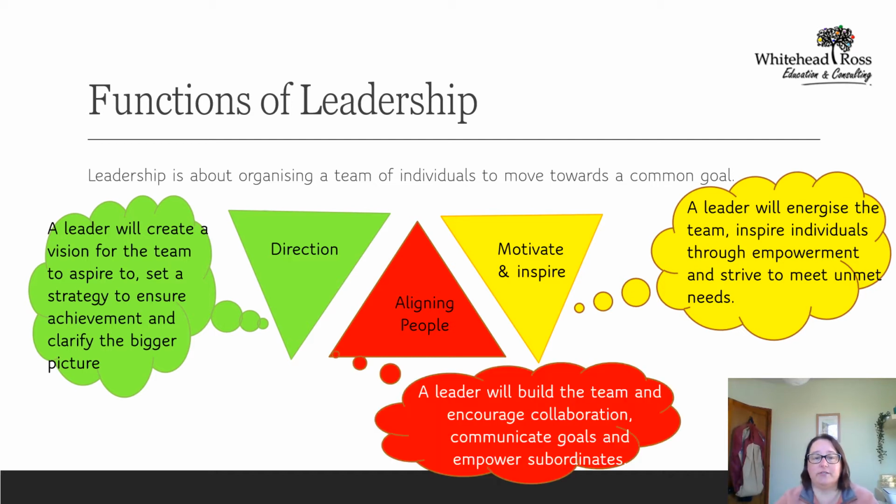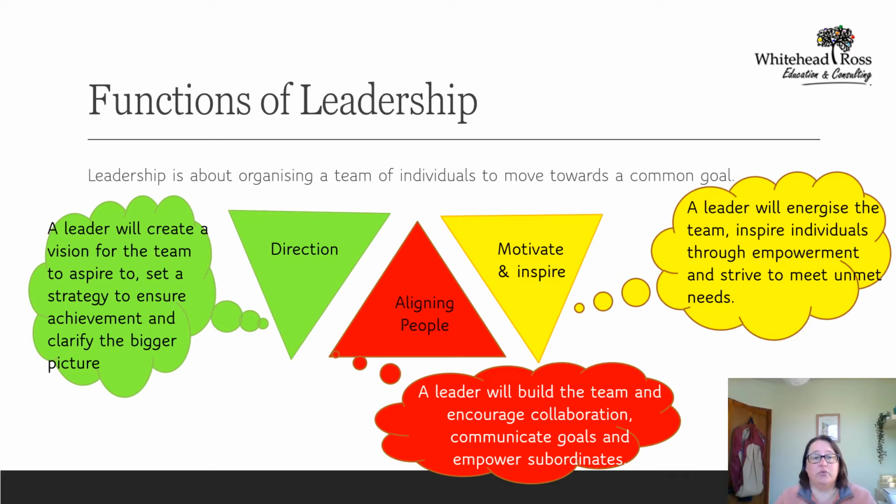And the last one is making sure that the leader is aligning people to make sure that everyone's doing the right task, the task that suits them, that suits their personality. All right, the task which suits maybe their experience within the team and within the task they're being given.